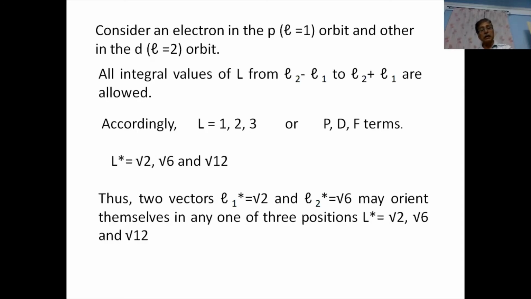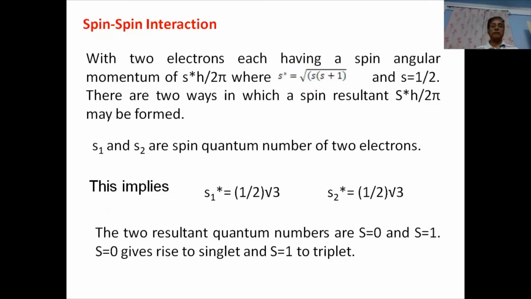Thus, what we see, the two vectors L1 star is equal to root 2 and L2 star is equal to root 6. They combine in such a way that the resultant can orient in three positions, that is L star is equal to root 2, root 6, and root 12. Just now we have considered the orbit-orbit interaction.